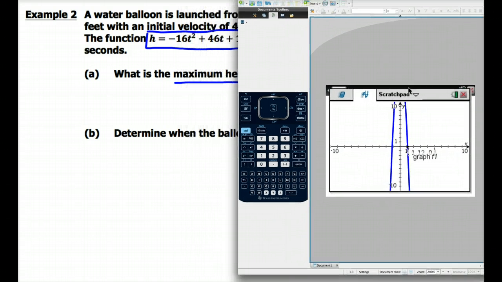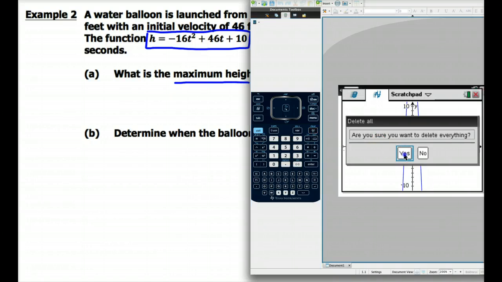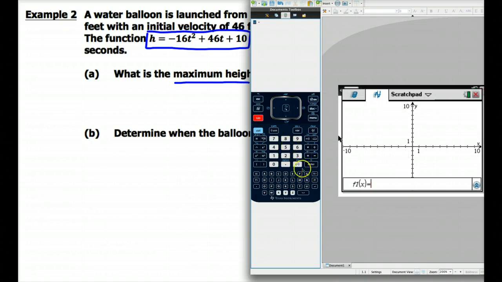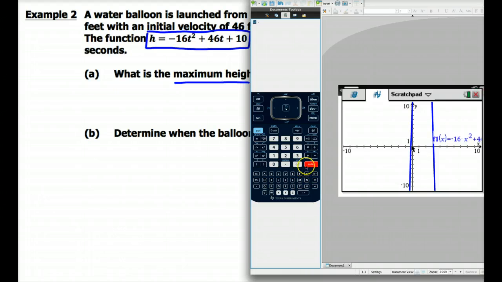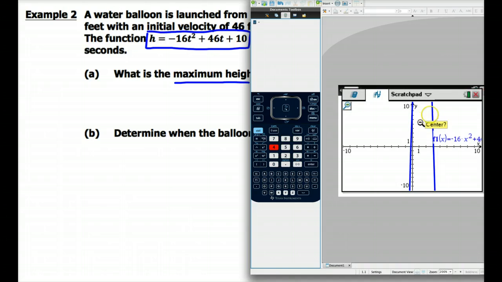I'm going to go ahead and clear out my last function. And now we'll type in this one. So we have negative 16 x squared plus 46x plus 10. And so I graph that, and I want to find the maximum height, meaning I want to find the vertex, so I'm going to need to zoom out a little bit in order to see my vertex. So I'm going to go menu 4, 4, and zoom out.